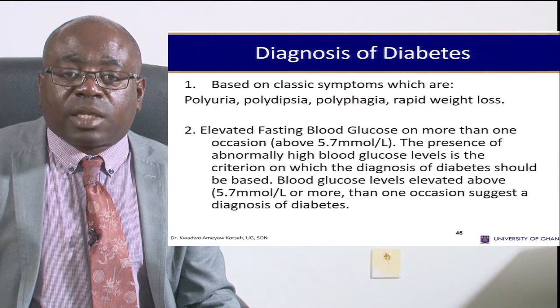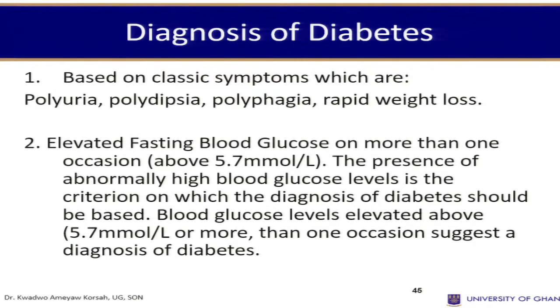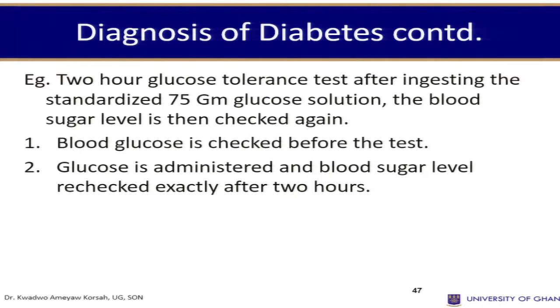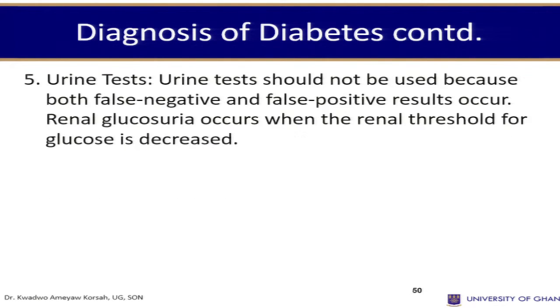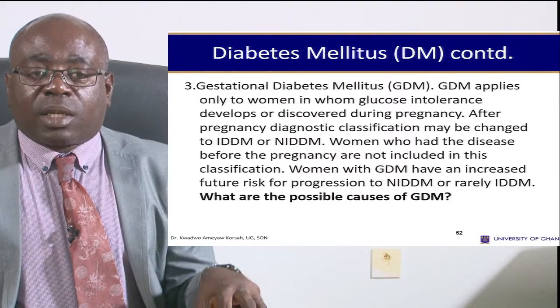Diagnosis is based on classic symptoms, which are polyuria, polydipsia, polyphagia, and rapid weight loss, and then elevated fasting blood sugar level is also very important. And then we can also do other investigations, and we can also use glycosylated hemoglobin tests.